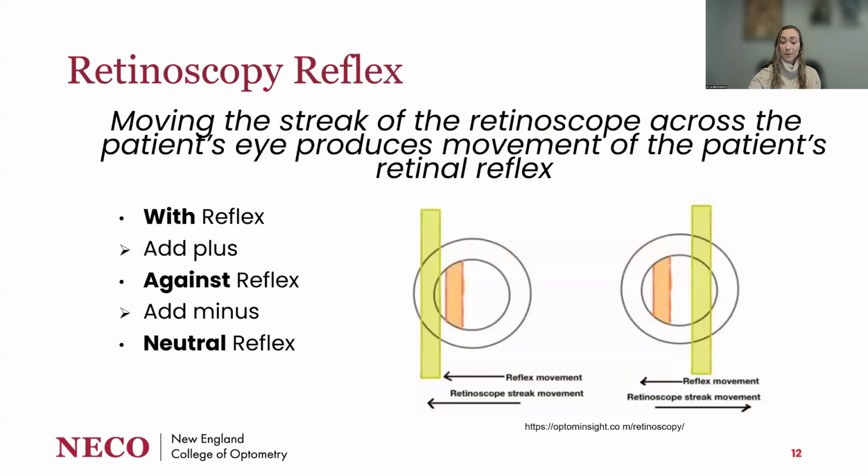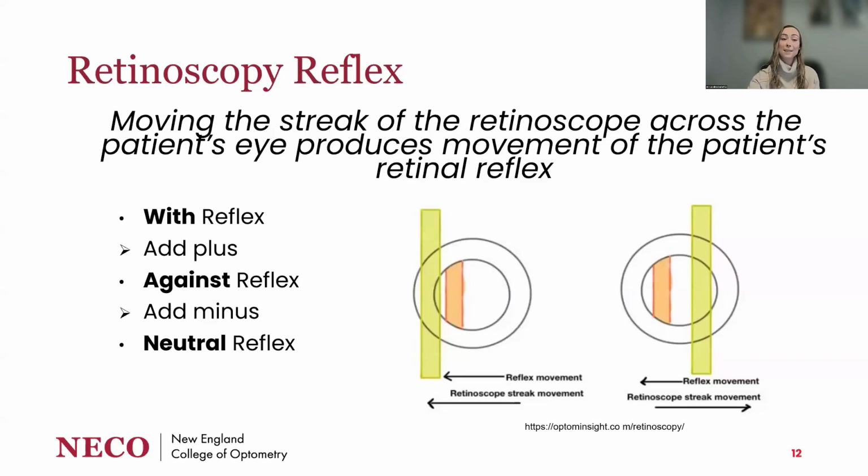Our retinoscopy reflex is evaluating light that's coming out of the system. This is moving the streak of the retinoscope across the patient's eye, which produces the movement of the patient's retinal reflex. One option is the with motion, which is when we move our retinoscope in a certain direction, and that reflex moves in the same direction. In this example, you can see that the reflex is moving to the left, just as the examiner is moving their streak to the left. This case is when we would want to add plus to neutralize.